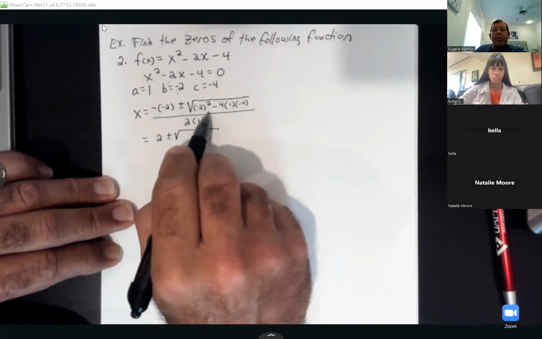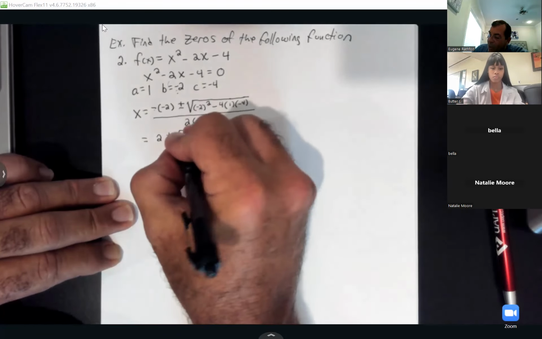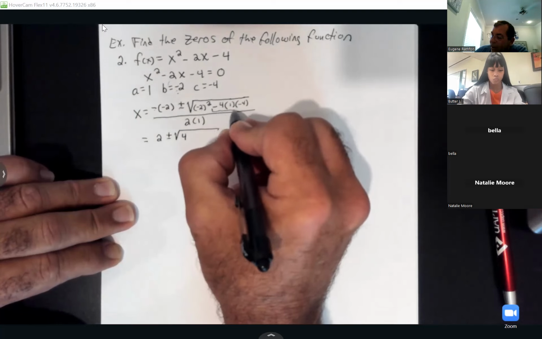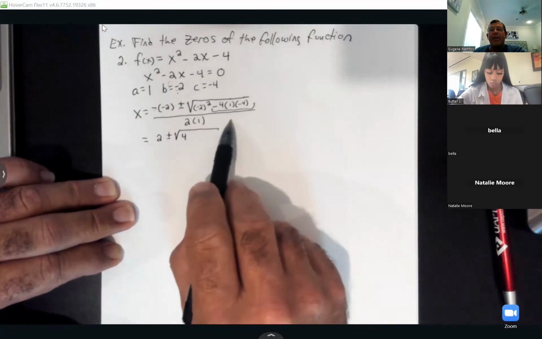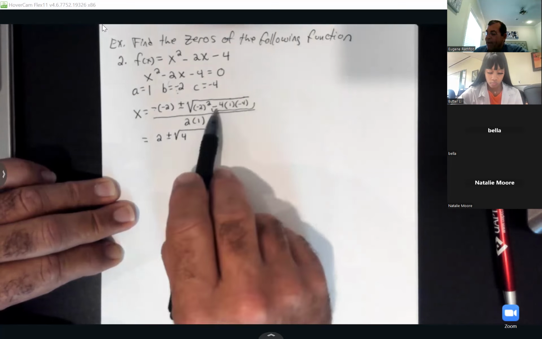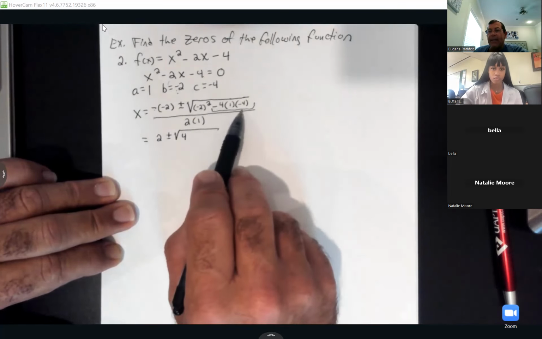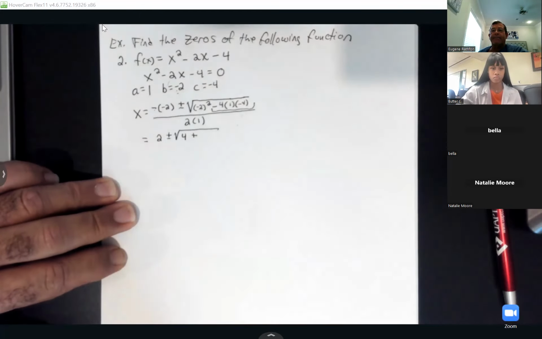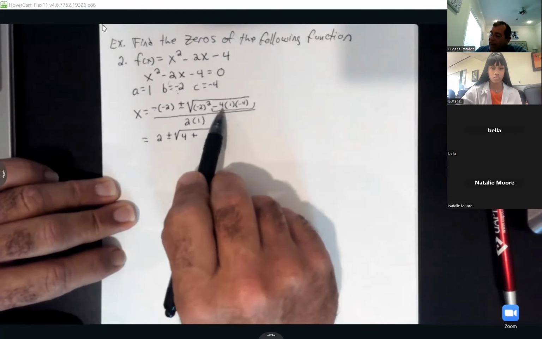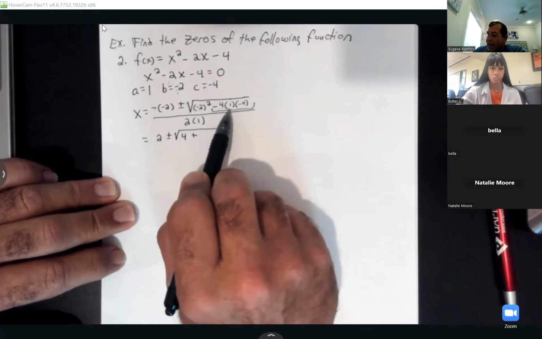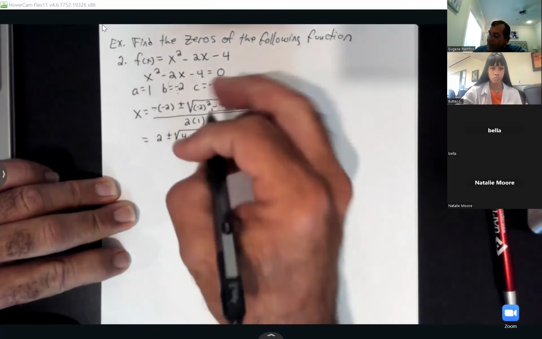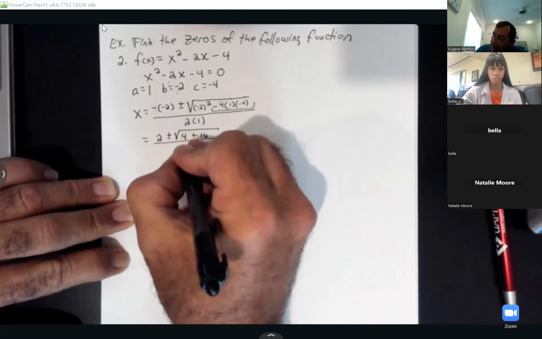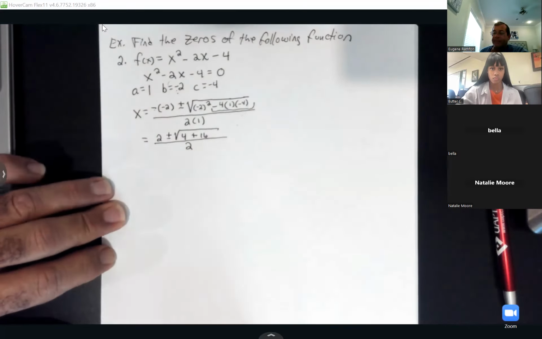All right, y'all. -2 squared is a +4. Now notice, everything else over here is being multiplied together. You got 2 negatives on the right side, so 2 negatives is going to make that all positive. So -4 times 1 is -4. -4 times -4 makes that a +16. And then all of that over 2.